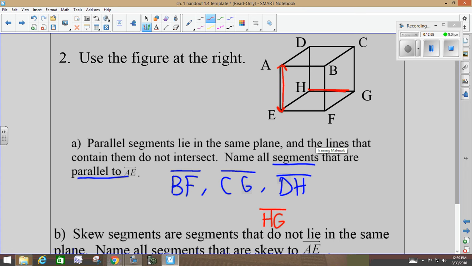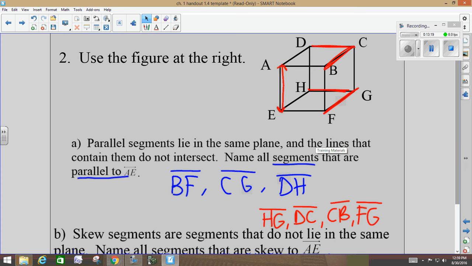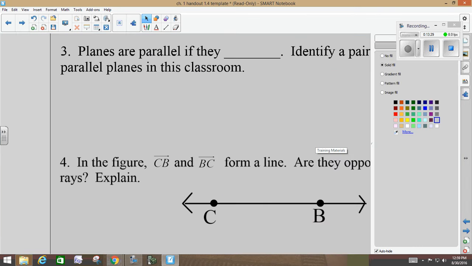Grant? DC would be a skew segment. Good. Grant? CB. Sweet. Another one. Oregon? Excellent. FG. Those 4 segments will never intersect AE, nor are they parallel, so we call them skew. Questions on those 2 examples? Good. Top of the next page.